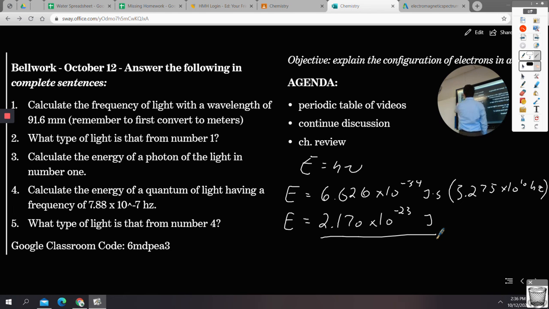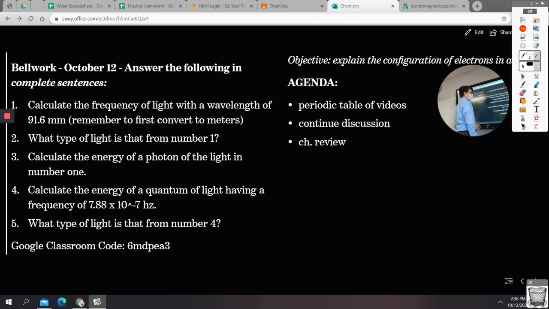Number 4. Are you ready to move on? Calculate the energy of a quantum of light having a frequency of 7.88 times 10 to the negative 7 hertz. What should I do first, Stace? We don't have that long left. We have 1 minute. We gotta move faster. E equals H times nu. Okay, and then we manipulate? No, you substitute. It'd be 6.626.